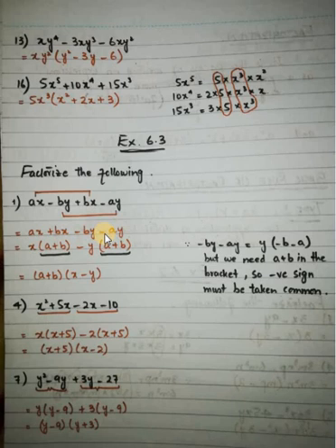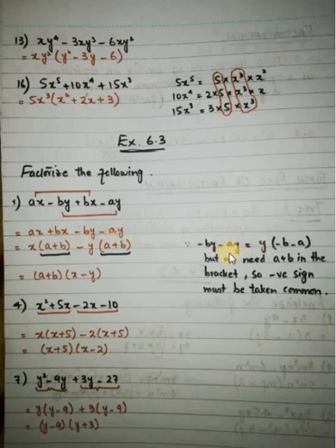Now let's start the process. In the first 2 terms, you can see x is common. Taking x common, you will be left with a plus b inside the bracket. Hope you understand, students. Now, in the last 2 terms, let's have a look.